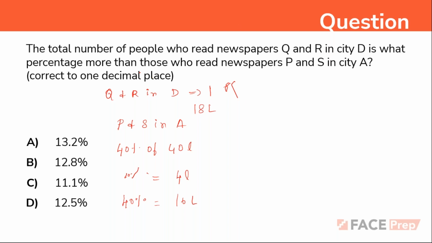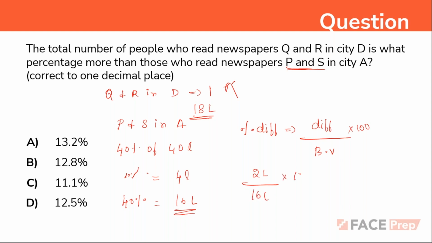Now, the question is, what percentage more than those who read newspapers P and S in city A? So I need to find the percentage difference. What is the formula? Difference divided by base value into 100. Here, the difference between 18 lakhs and 16 lakhs is 2 lakhs, divided by base value. What is the base value here? Base value is P and S, that is 16 lakhs, into 100. So I'll be getting 1 by 8 into 100 percentage, that is nothing but 12.5 percentage, which is option D.